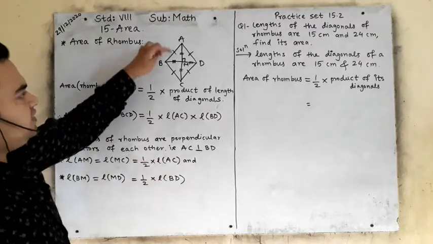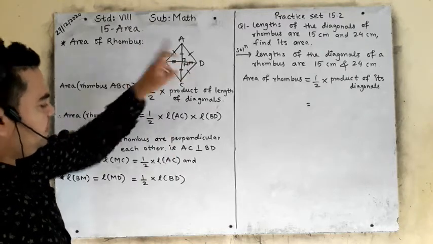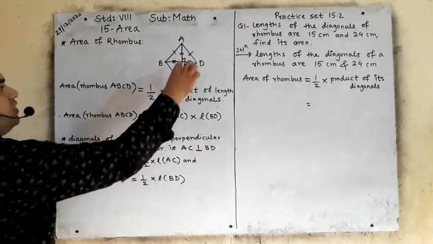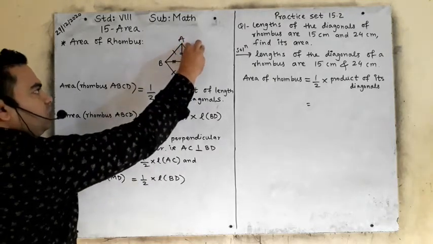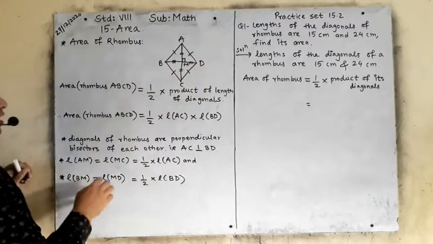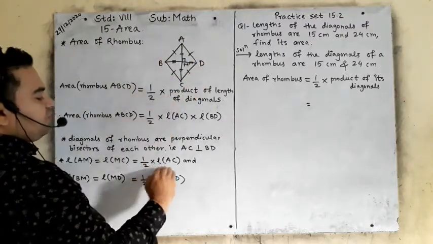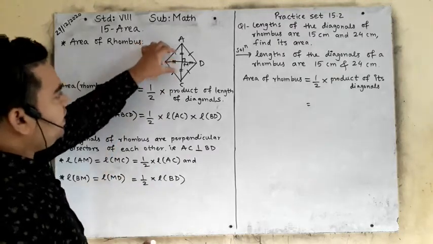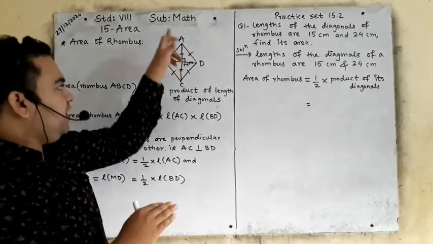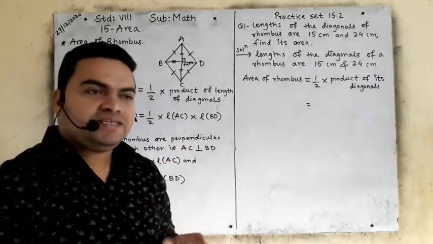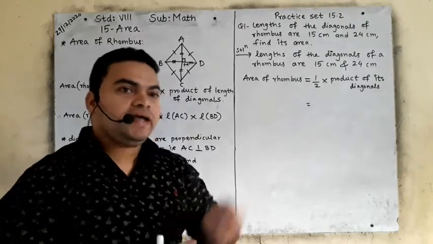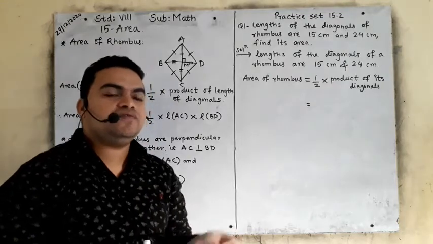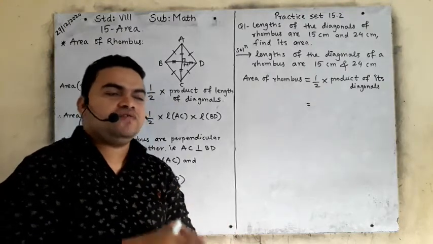So AC is perpendicular to BD, therefore length AM is equal to length MC. Whatever AM is, MC will be the same. Why? Because both AM and MC are half of AC. AM and MC are half parts of the length AC, the diagonal. Therefore they both will be congruent, or equal to each other.